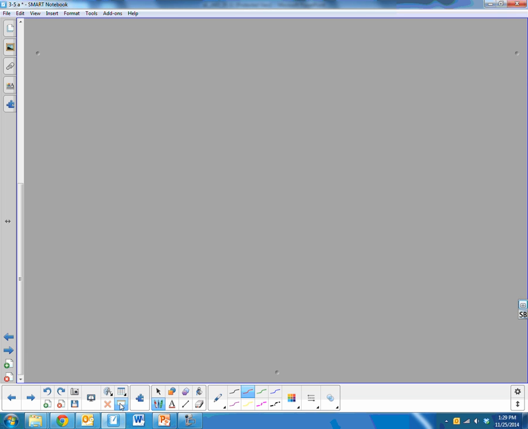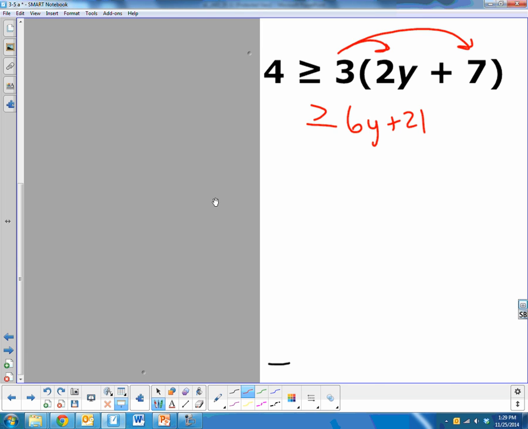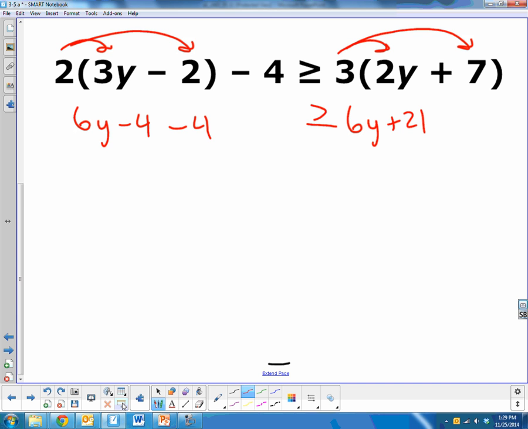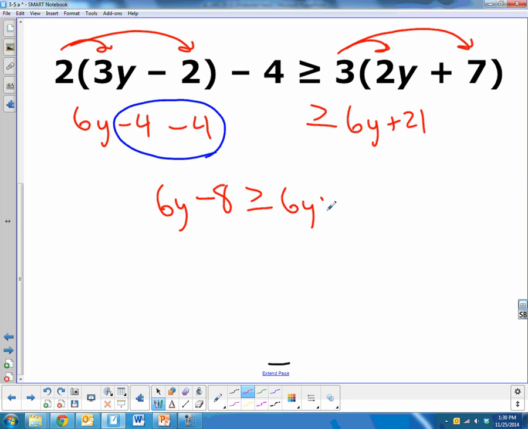If I look at the right side of the inequality, nope, can't combine anything over here. 6y and 21 are different, can't combine those. But look at the left side of the inequality. I see that I can combine these terms together. Minus 4 minus 4 is the same as negative 8. So if you have 6y minus 8 is greater than or equal to 6y plus 21.